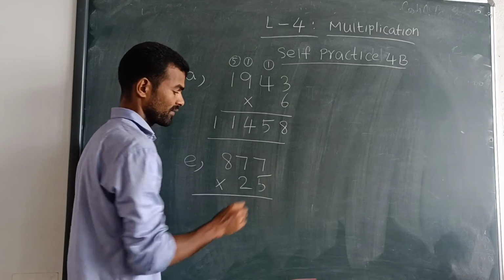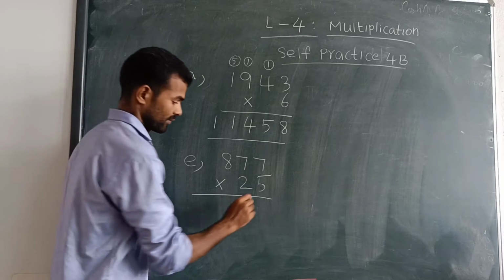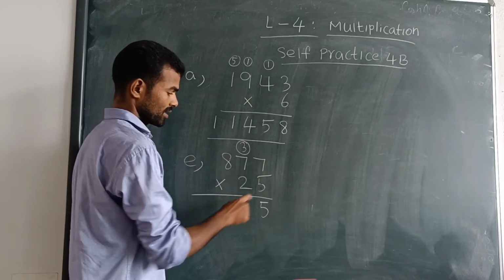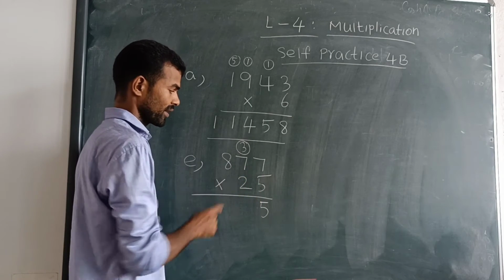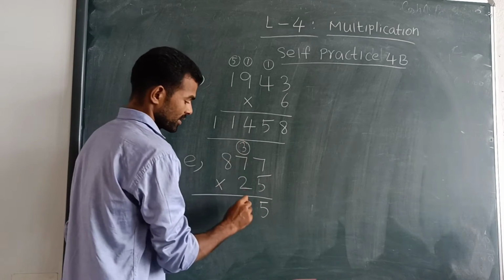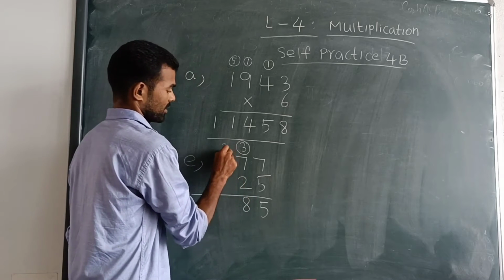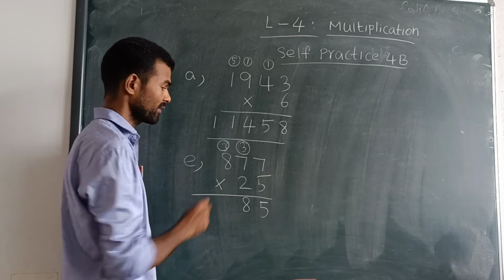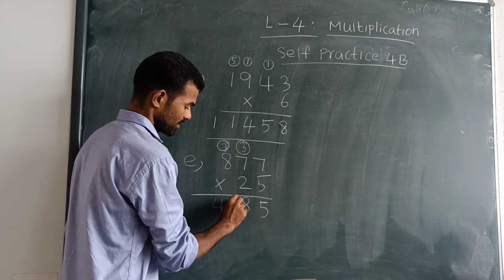5 multiply 7, 5 7s are 35. Yes, 35. And here is 3. Next 5 7s are 35, 35 plus 3, 38. Then the next 5 8s are 40, 40 plus 3, 43.